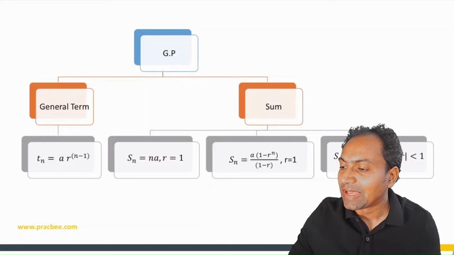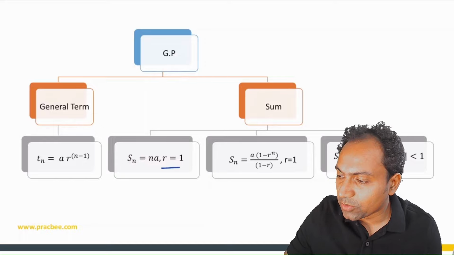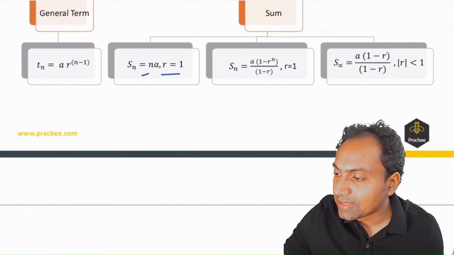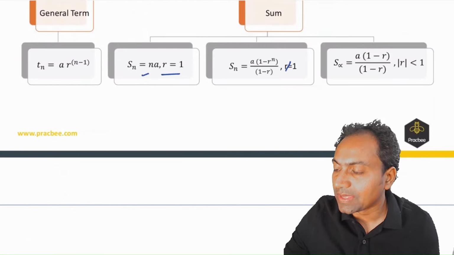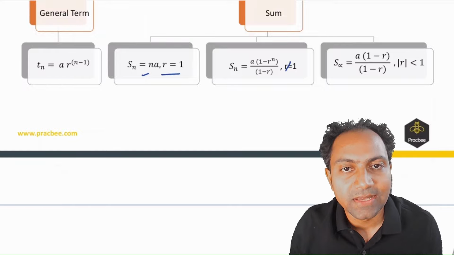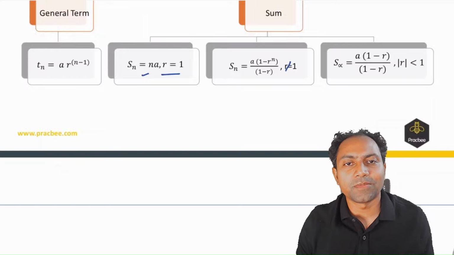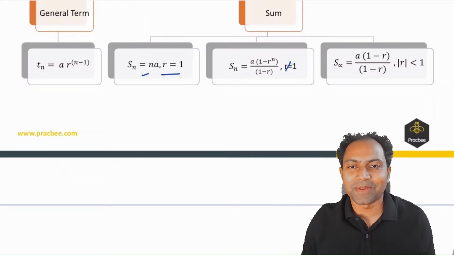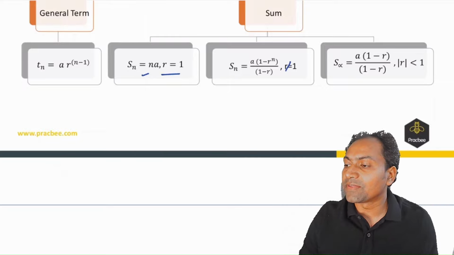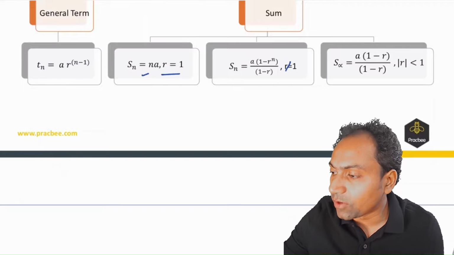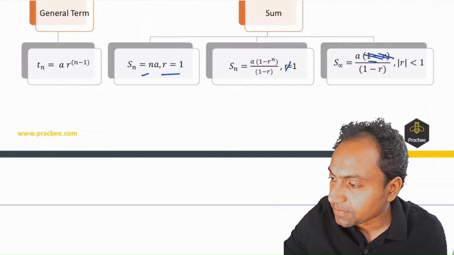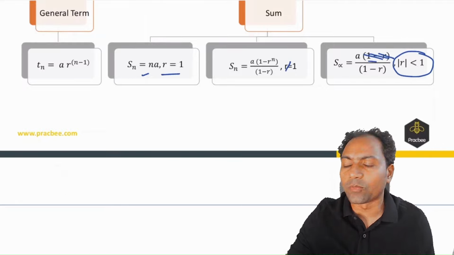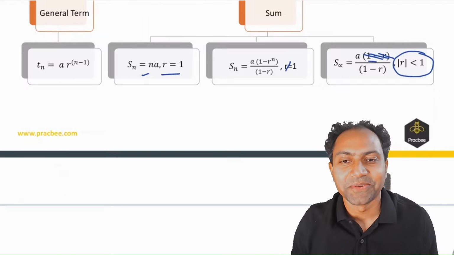The sum of n terms, if r is equal to 1, becomes na. If r is not equal to 1, in that case we can write it as a into (1 minus r raised to the power n) by 1 minus r. We can also write it as a into (r raised to the power n minus 1) by r minus 1. And if the number of terms becomes infinite, then the formula becomes a upon 1 minus r. The important condition for this is that mod of r needs to be smaller than 1.